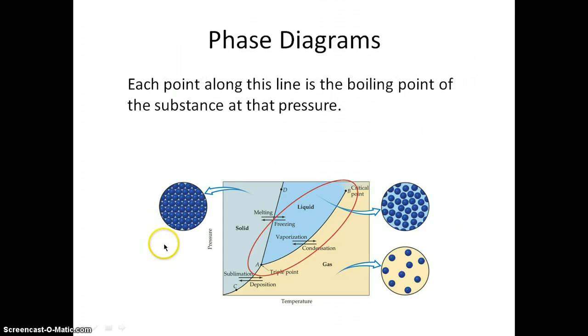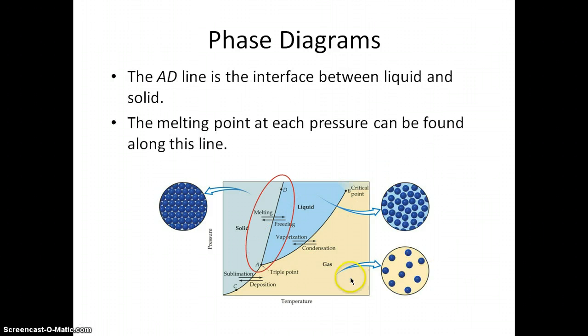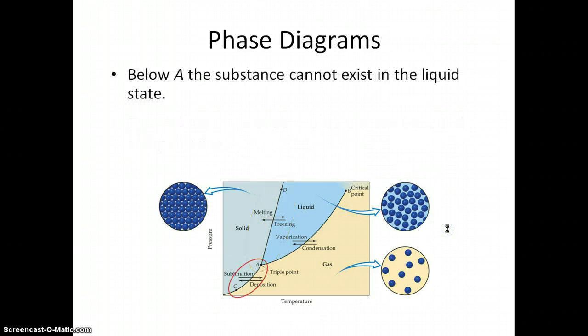Each point along this line is the boiling point of the substance at that particular pressure. So at this pressure, we could go down, figure out what temperature it boils at. At this pressure, we could figure out what temperature it boils at, and so on. The AD line is the interface between the liquid and solid, and of course that's the melting point at each of the pressures we can find along that line as well.